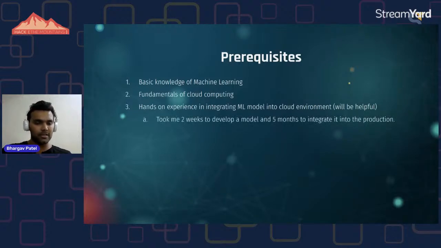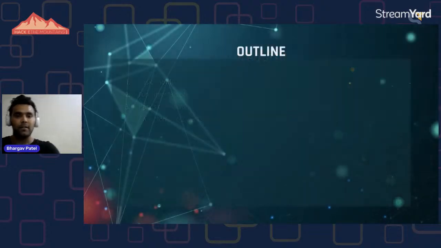Talking about a personal experience before starting: when I was doing an internship as an undergraduate, it took me around 2 weeks to develop a model, a Keras model, training it and everything. But it took me 5 months to integrate it into a production environment. So you can see the difference. Developing a model is just a small part, but putting it into production is the big part, which we are focusing on today, right?